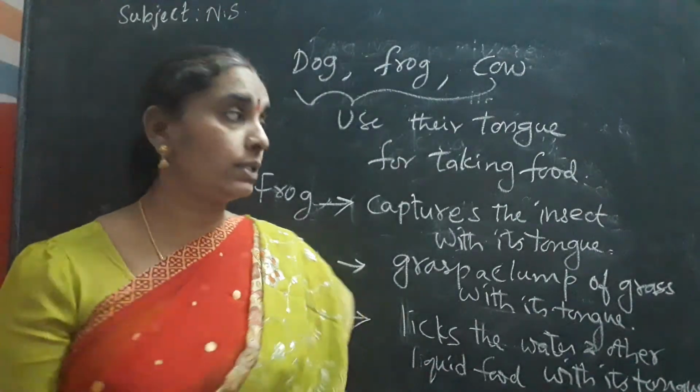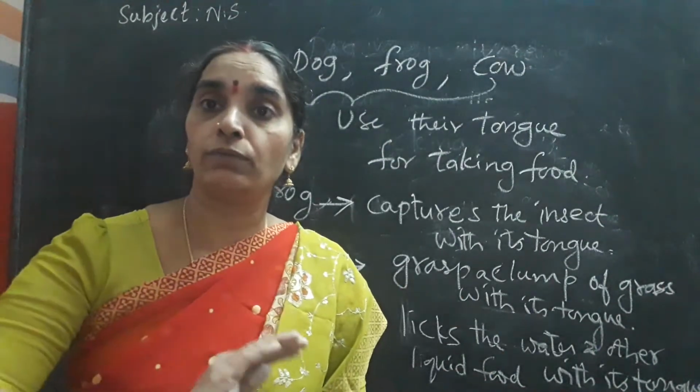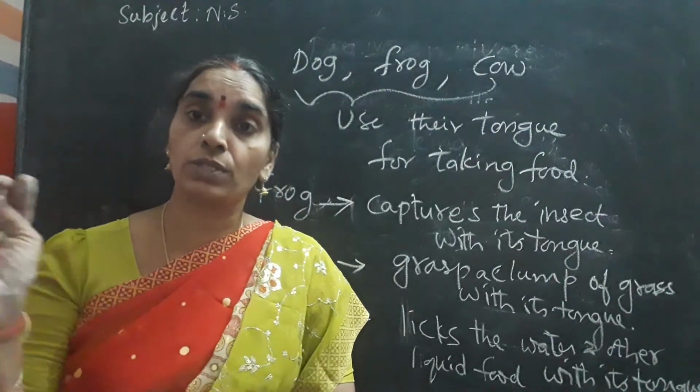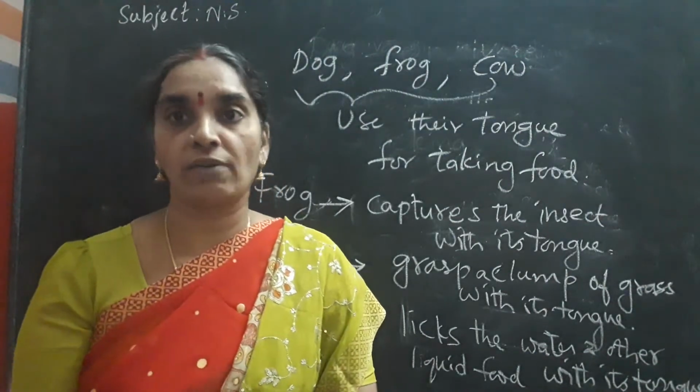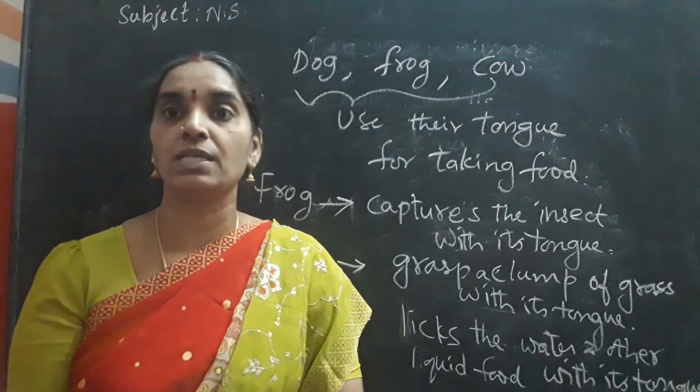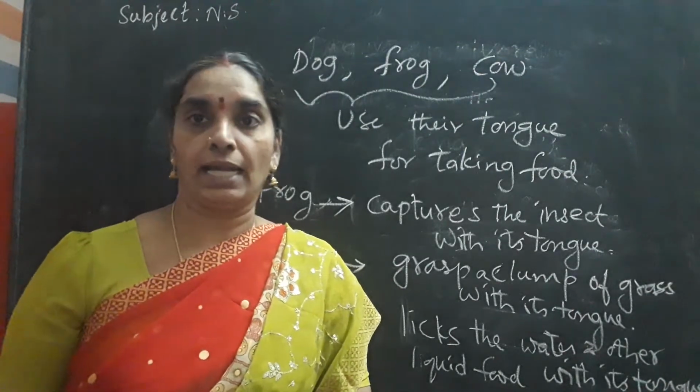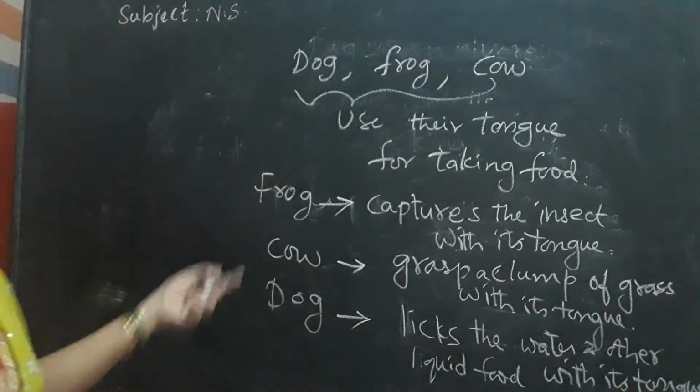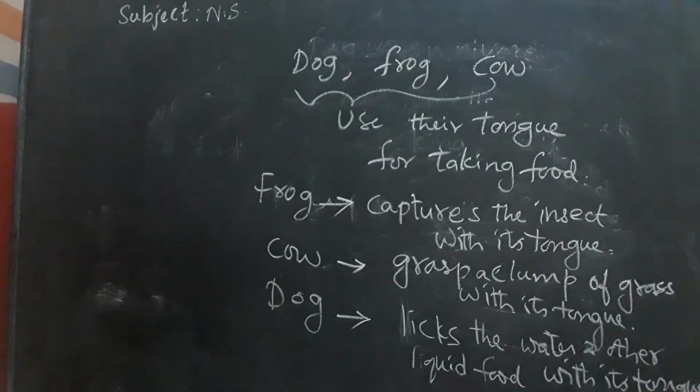In the cow you also see that it uses its tongue for not only taking the food. It licks its cobs and all. You might have seen the cows licking the cobs with its tongue, isn't it? So that is what you know about how animals use their tongue. Note down in your notebooks, all of you.